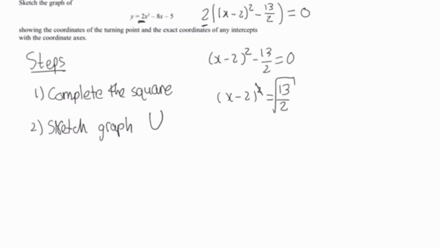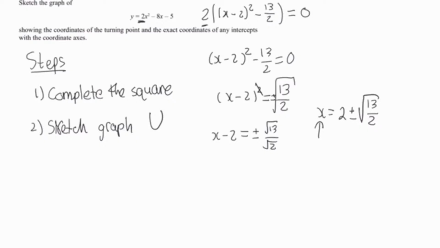But remember, when we square root something, we have to get plus or minus. So now we have x minus 2 equals plus or minus root 13 over root 2. So our solutions are going to be x equals 2 plus or minus root 13 over 2. So these are going to be our solutions to the quadratic.